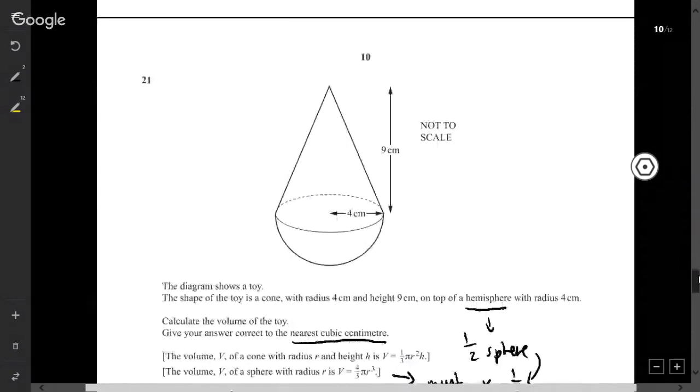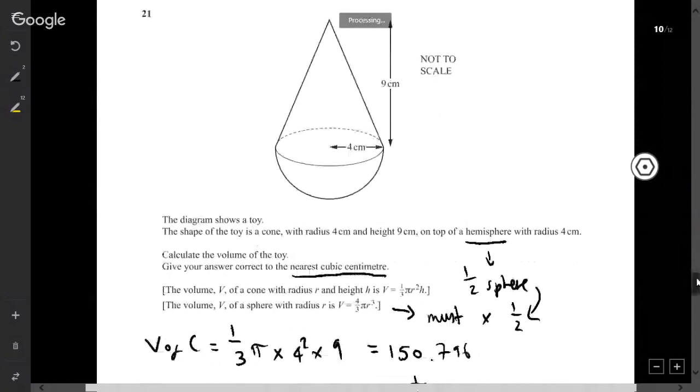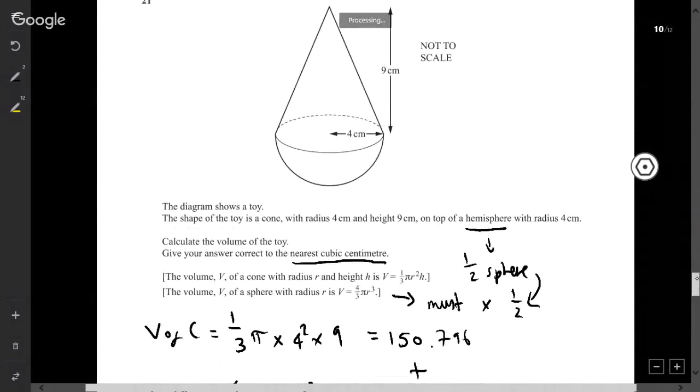Okay, question 21 is about volume. So here's a toy. It's a cone on top of a hemisphere. So calculate the volume of the toy to the nearest cubic centimeter. So they've been nice enough to give you the formula for the volume of a cone and for a volume of a sphere. Now, first things first, this is a hemisphere. A hemisphere is half a sphere. So we're going to take this and use it, but we are going to divide it by 2, or multiply it by a half. Same thing.